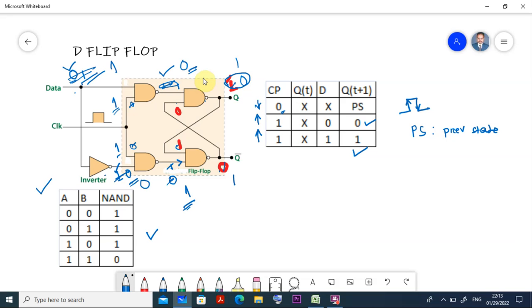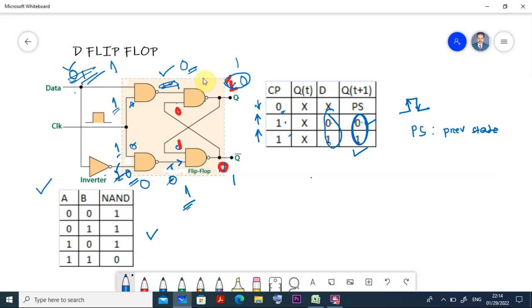In the first case, when the clock pulse is equal to 0, irrespective of the input you are providing and the previous value, it retains the previous state. Now when the clock pulse is equal to 1, in both cases, when D is equal to 0 then the output becomes 0, and when D is equal to 1 the output is equal to 1. Can you correlate this column and this column? When D is equal to 0, Qt plus 1 is equal to 0. When D is equal to 1, Qt plus 1 is equal to 1.